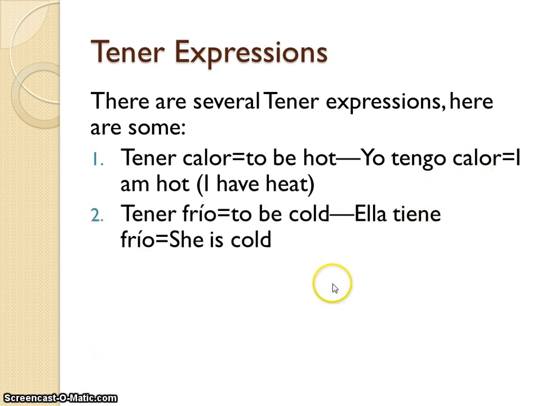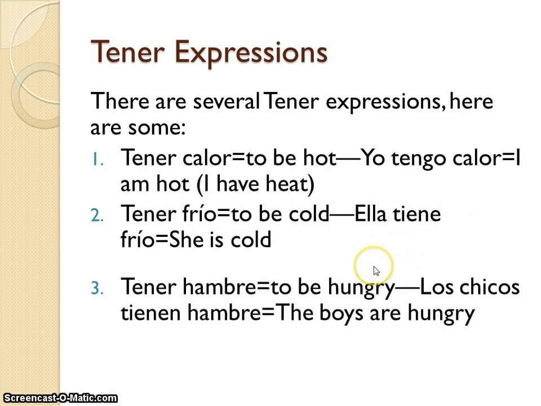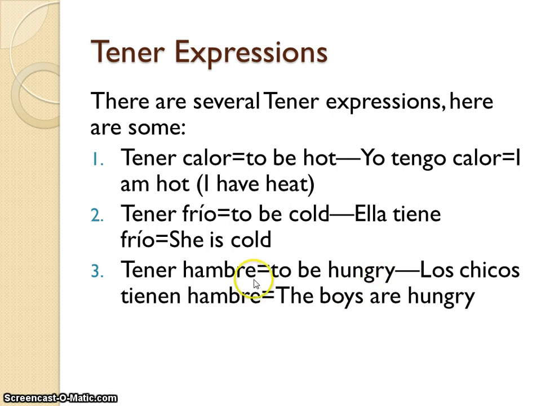Tener frío, to be cold. You're literally saying to have coldness. Ella tiene frío. She is cold. Again, if we want to say she is very cold, put a mucho after tiene. Ella tiene mucho frío. Another one, tener hambre, is to be hungry. Los chicos tienen hambre. And if we said tienen mucha, it'd be mucha hambre, ending in an A. You'd say the boys are very hungry. So tener hambre is to be hungry.